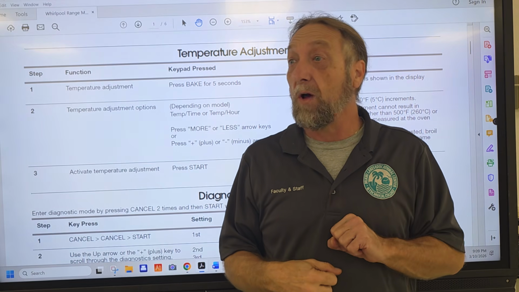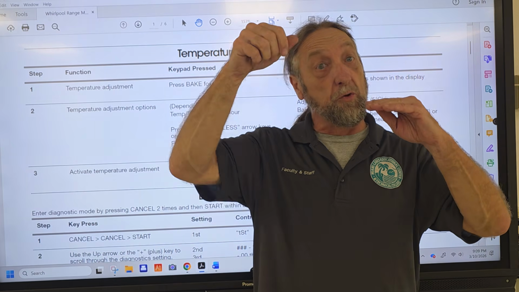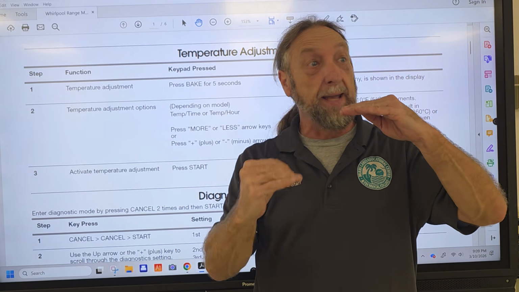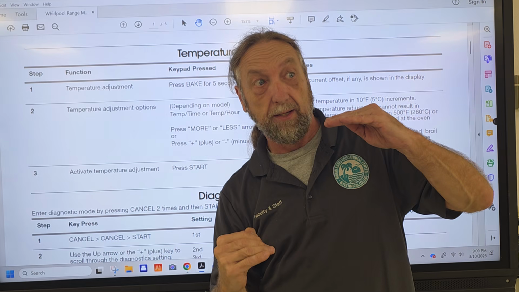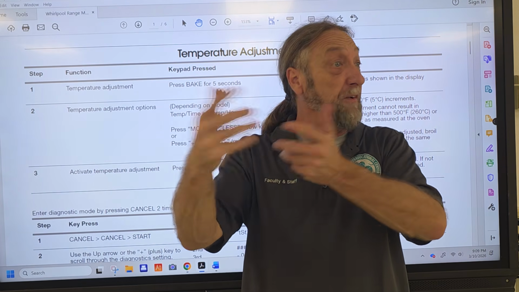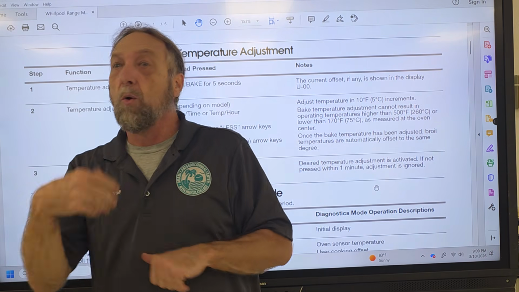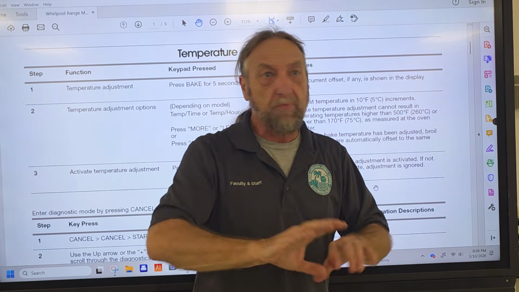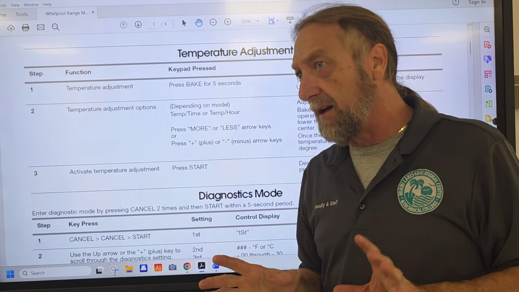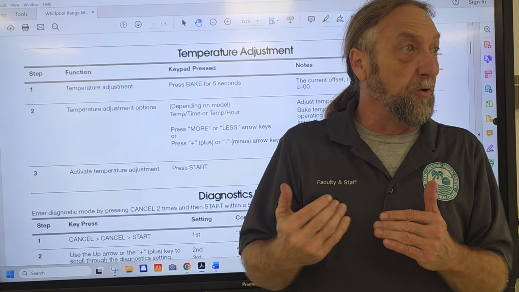I go below how far? 20 degrees. So I'm going to do the adjustment and go to minus 20, and it's still not going to change the screen. It's still going to say 350, 325, but it's going to cycle at 20 degrees colder. Once you set that, you'll never have to adjust it again unless something goes wrong, but you can only adjust it 30 degrees either way.